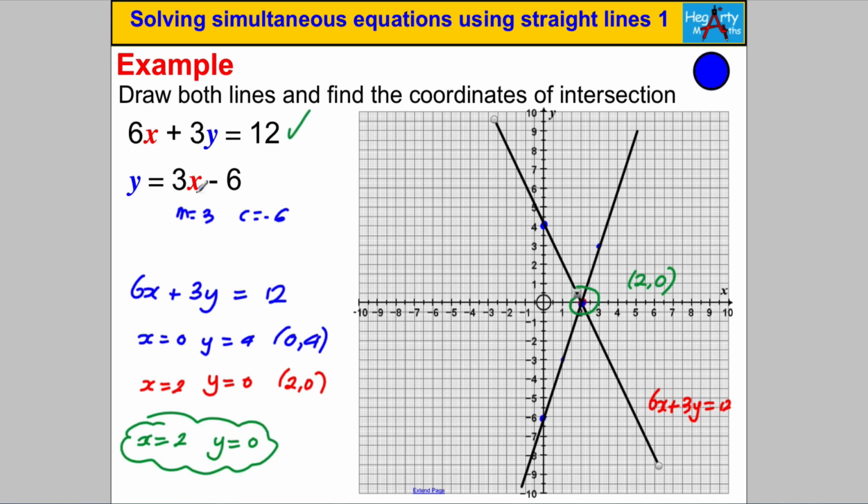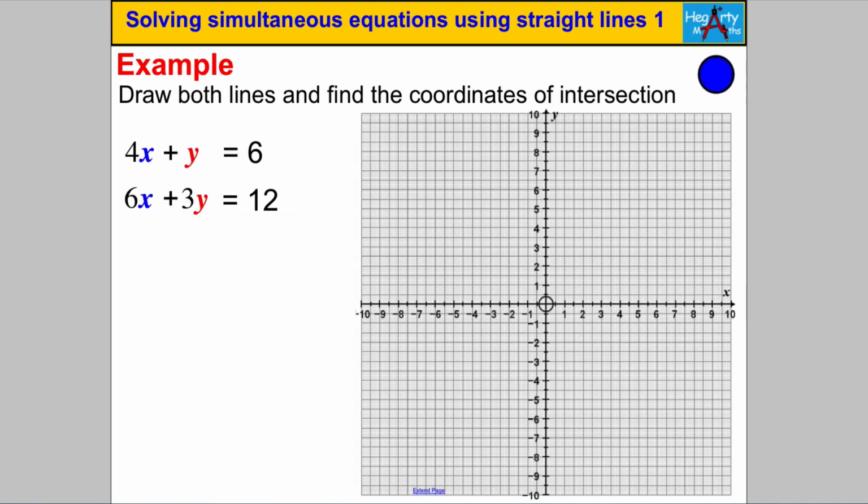It works there. Put it in up here. 3 times 2 is 6. 6 take away 6 is 0. It works here, and we're done. Pause the video and have a go at these ones. Neither in the form y equals mx plus c.